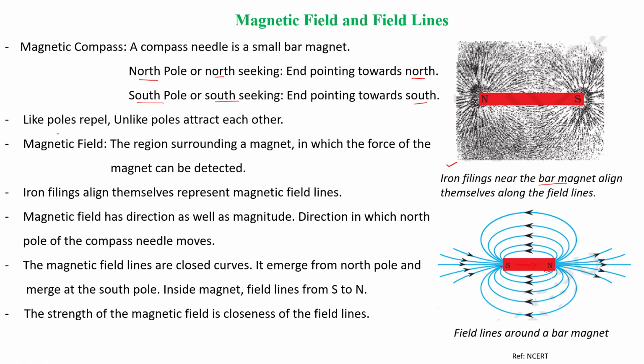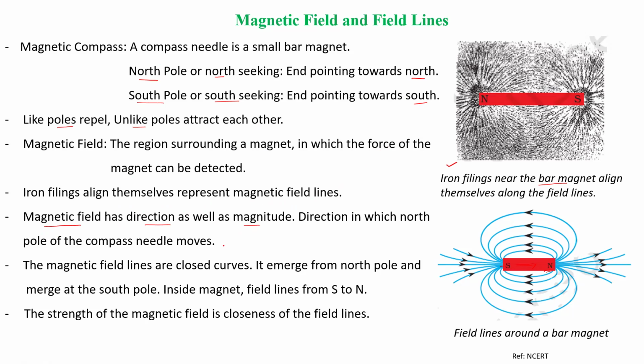So here we have the properties that like poles repel and unlike poles attract each other. When two north poles are in contact, they repel. North-south attract. So again, what is the magnetic field? The region surrounding a magnet in which the force of the magnet can be detected is called the magnetic field. Now these iron filings align in the direction of the magnetic field, so it shows how the flow of magnetic field lines takes place. And the magnetic field has direction as well as magnitude.